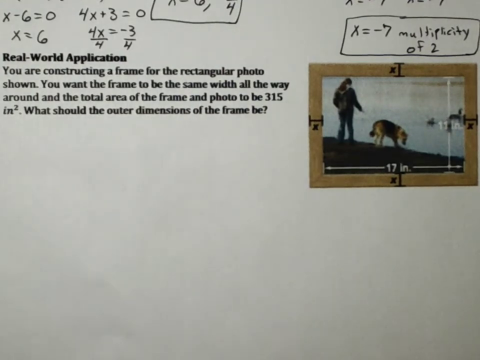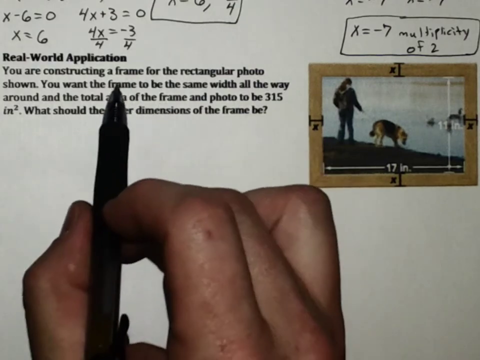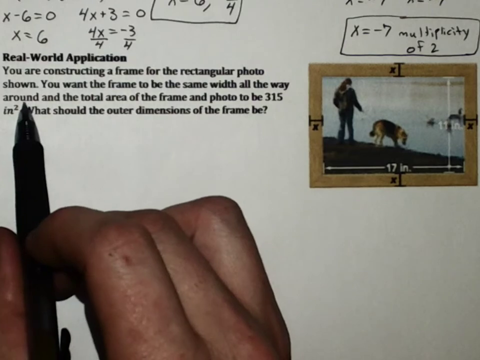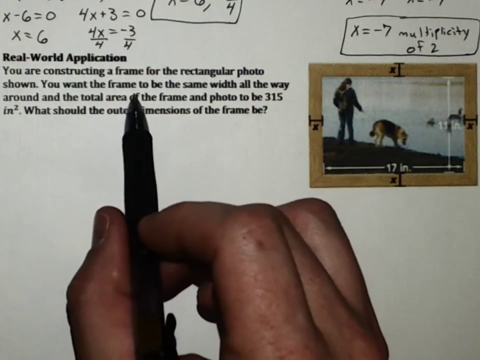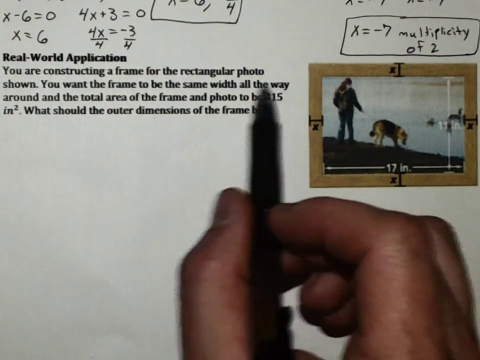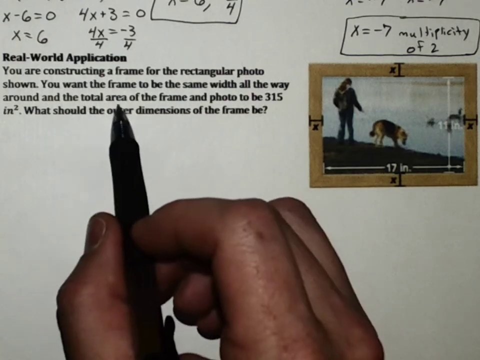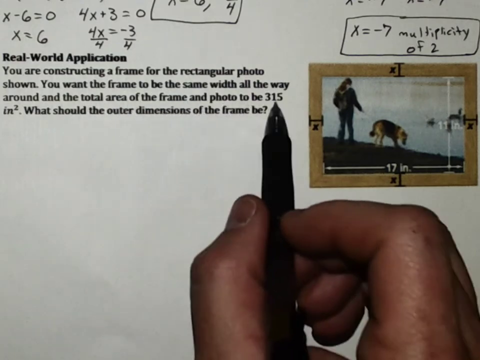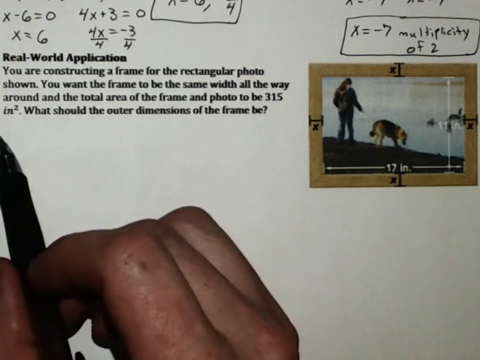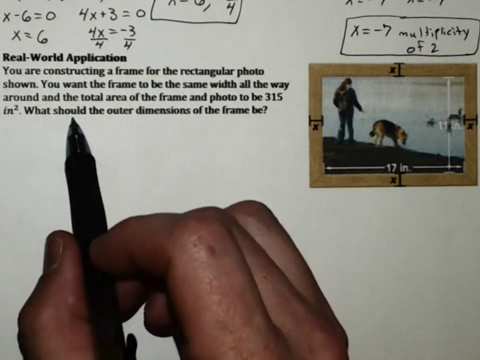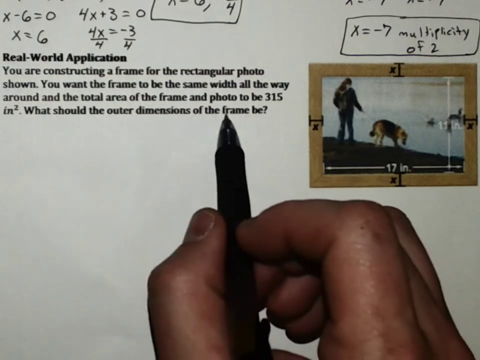Let's look at the word problem. You are constructing a frame. For the rectangular photo shown, you want the frame to be the same width all the way around and the total area of the frame and the photo to be 315 squared inches. What should the outer dimension of the frame be?